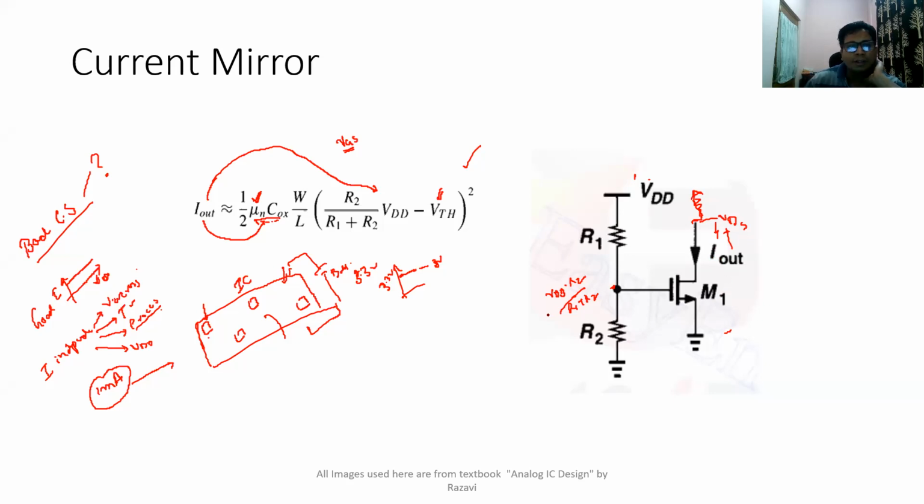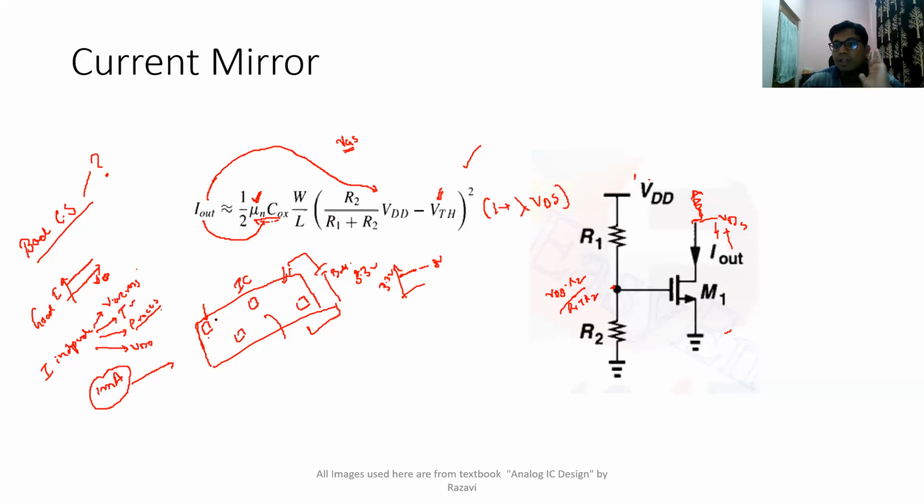This is going to vary because this equation, whatever I have written here, is written assuming there is no channel length modulation. But in practice, there is going to be channel length modulation. You will be having 1 plus lambda into VDS. So if this drain and source voltage is going to vary, then the I out is also going to vary. Therefore, now you can see I out is not independent.